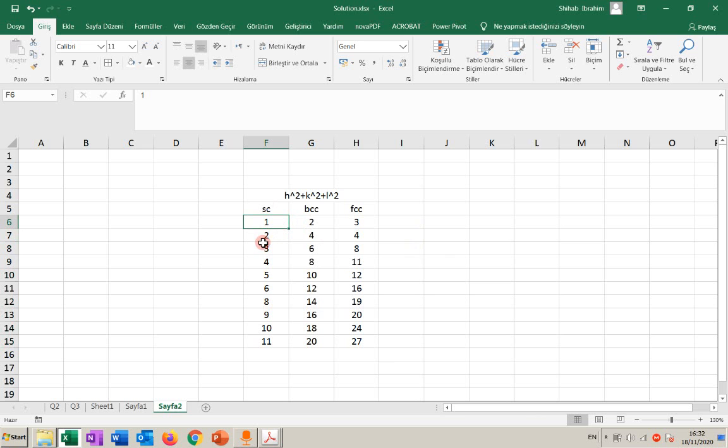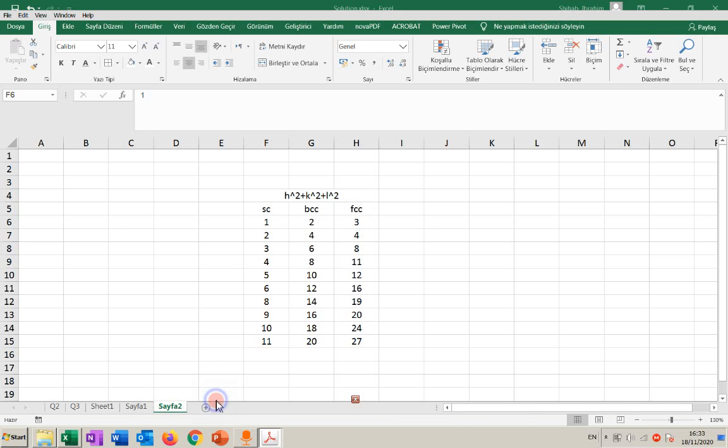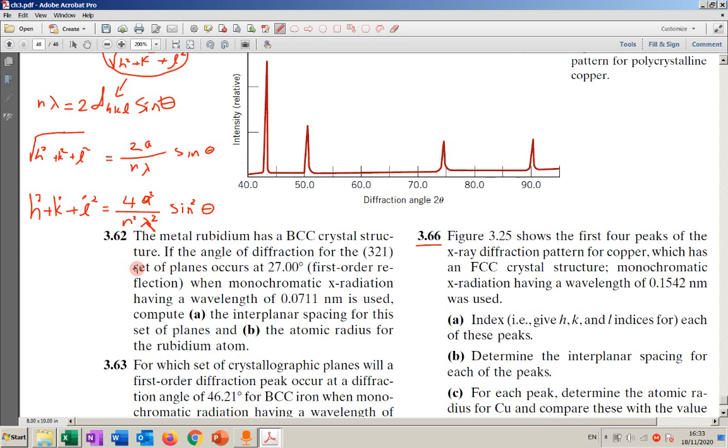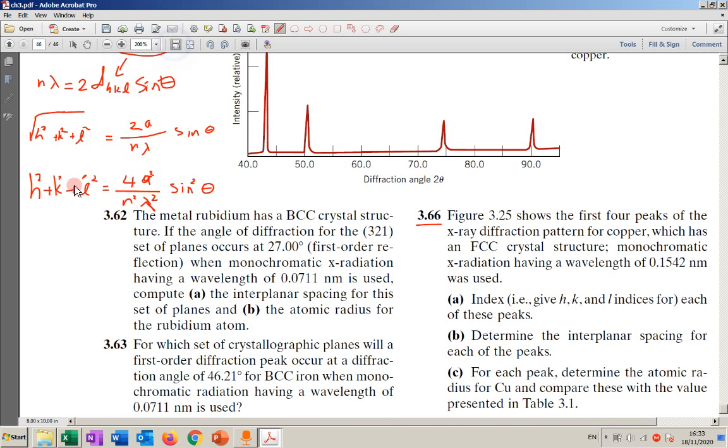Now, we will divide the second peak, I mean all the peaks, h squared plus k squared plus l squared by the first one. So what do I mean by that? I know that this is the equation: h squared plus k squared plus l squared equals a squared over 4 n squared lambda squared sine squared theta. So if I divide two h squared plus k squared plus l squared over each other, what will happen?